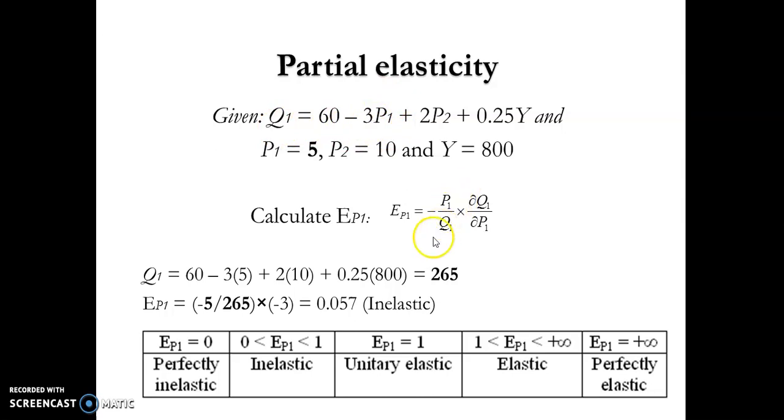So let's substitute that information in this formula. So therefore, my price elasticity of demand is going to be minus 5 over 265. Remember, we had the negative in the formula so that we can interpret the absolute value. Times minus 3, that was your first order partial derivative, and you get an answer of 0.057. So therefore, it's positive but less than 1. So therefore, it is inelastic.